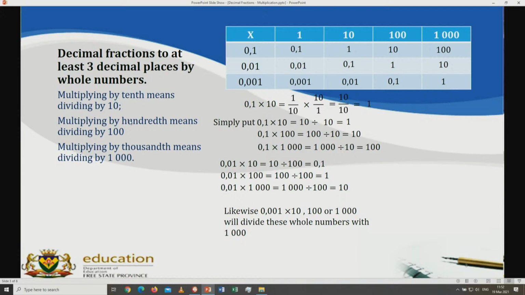So this means multiplying by tenths means dividing by 10, multiplying by hundredths means dividing by 100, and then multiplying by thousandths means dividing by 1,000. So it's crucial that as an introduction, we must remember these facts as we go forward. Ne?